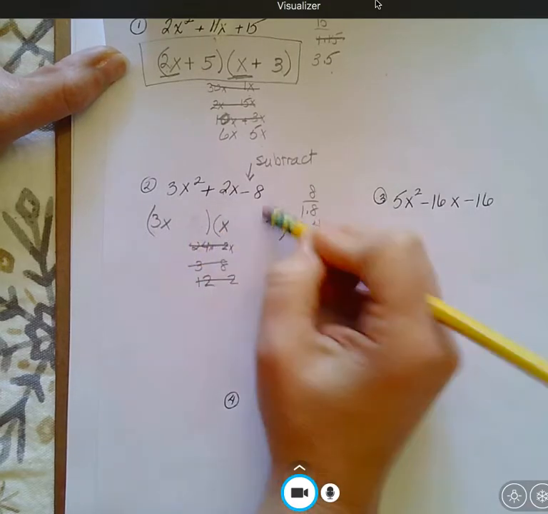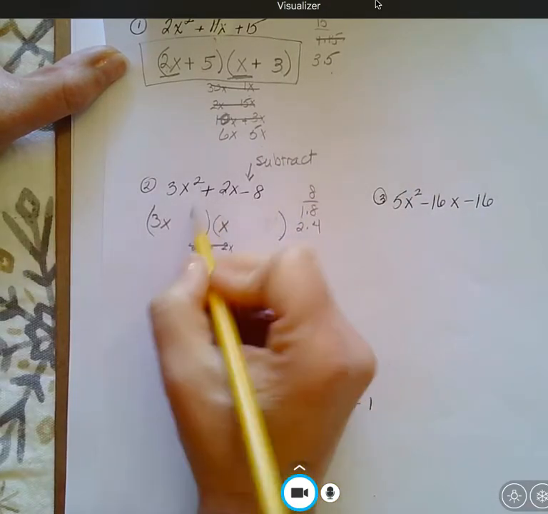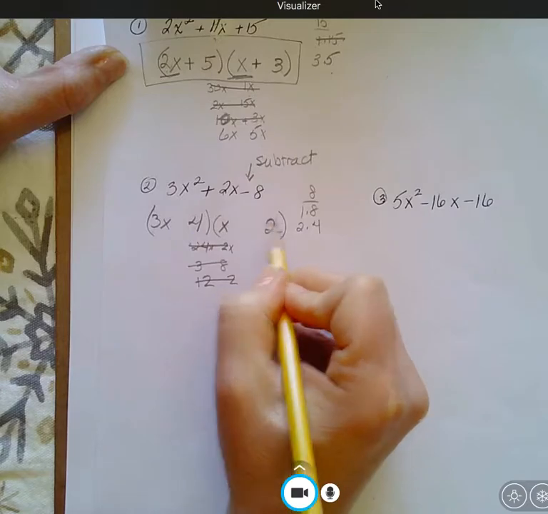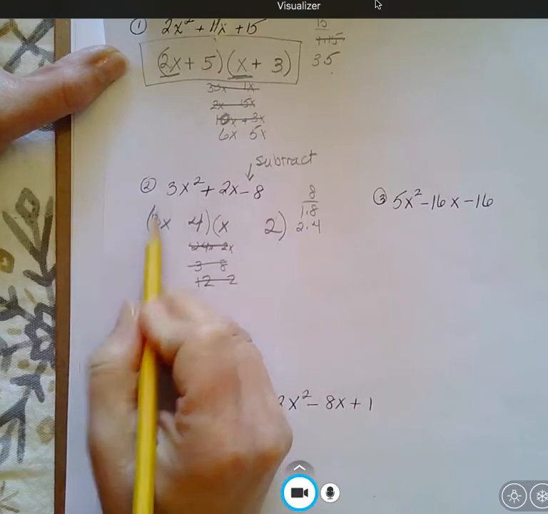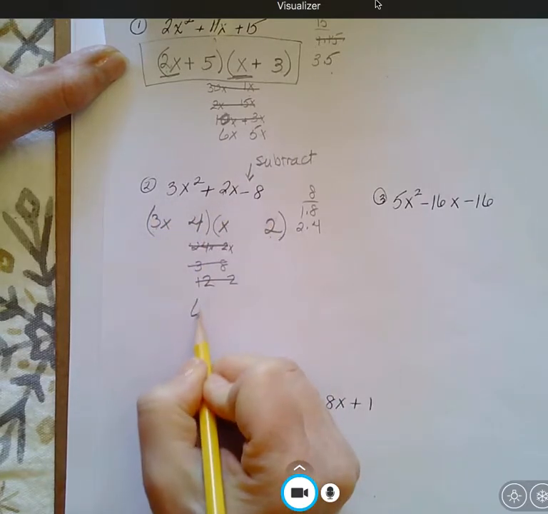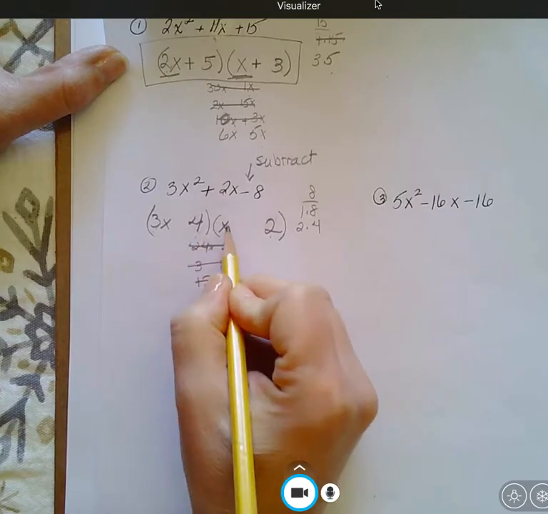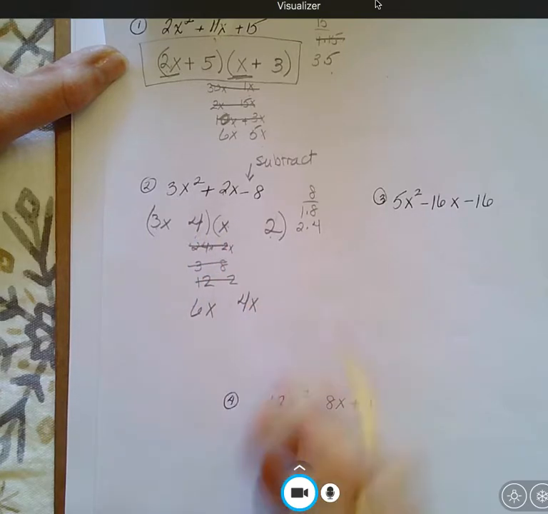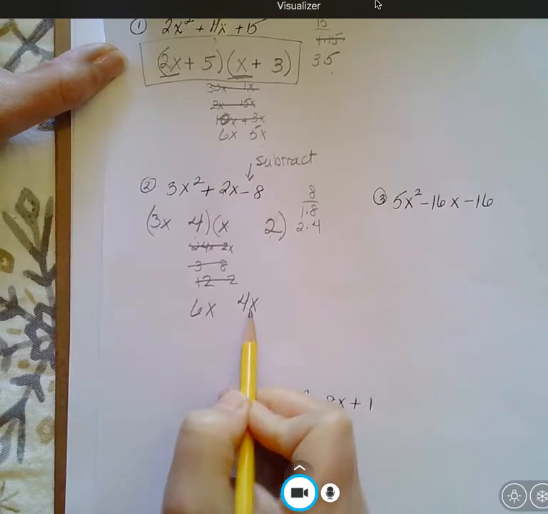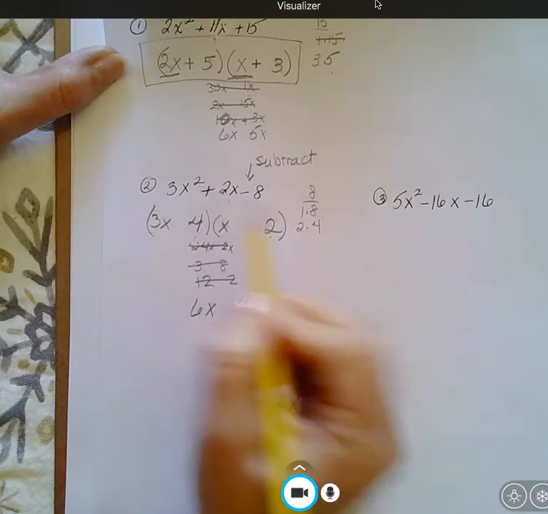One choice left. So I'm going to write it nice and dark because it has to be a 4 and a 2. Multiply your outers and you get 6x. Multiply your inners and you get 4x. That's it. Because when I subtract these, I will get a 2x here.